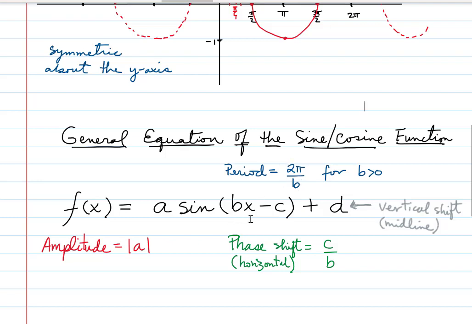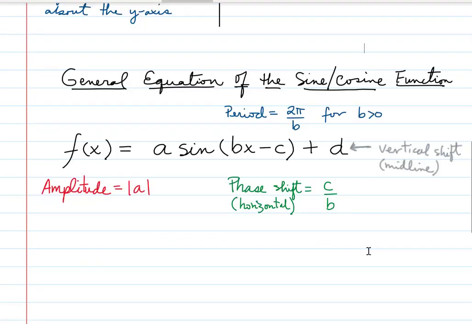And then of course, you know that if you multiply x, this input, by some constant here, that's going to affect the period, because you'll either stretch it or compress it horizontally. So if you recall that from your transformations, that's what that B will do. So we can do that.